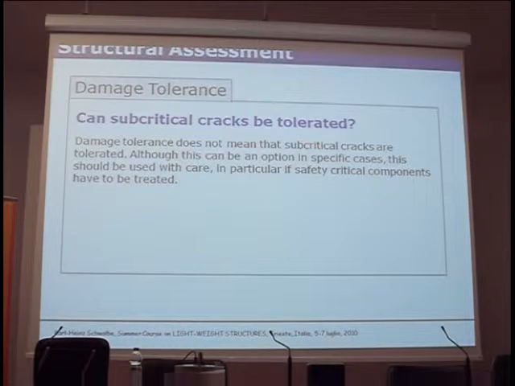Here's some definition, I think we have to look at that. Damage tolerance does not mean that subcritical cracks are really tolerated. Although it can be an option, it should be used with care and particularly if you have safety critical components. In an aeroplane, for example, it's the discs of the turbines. I mean, turbine blades can fail. This happens sometimes. It makes a little bit of noise, critical is the failure of the disc.